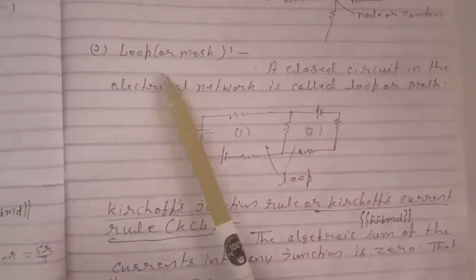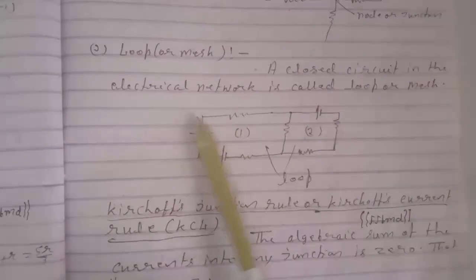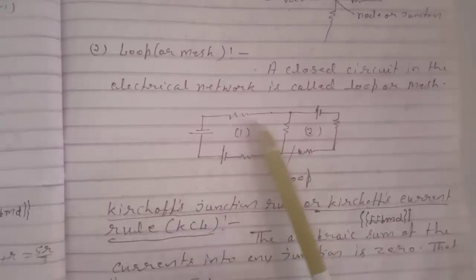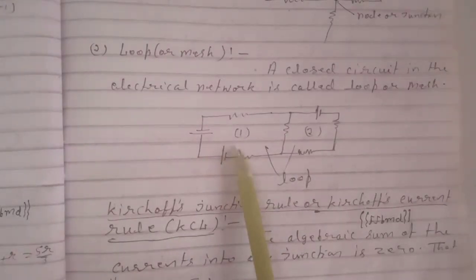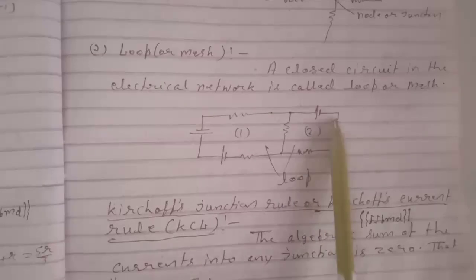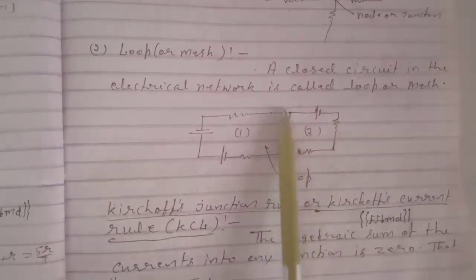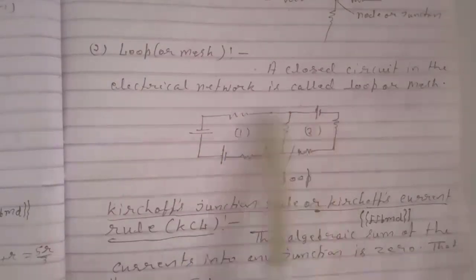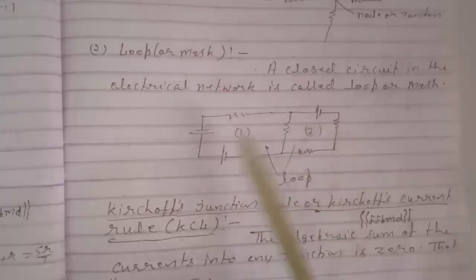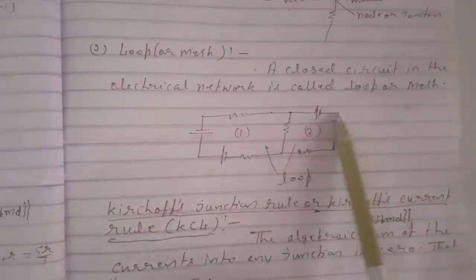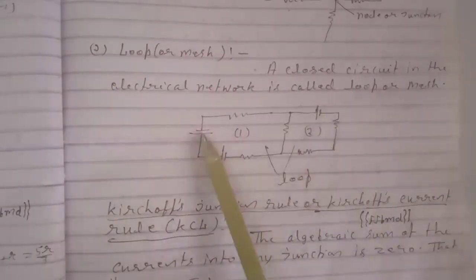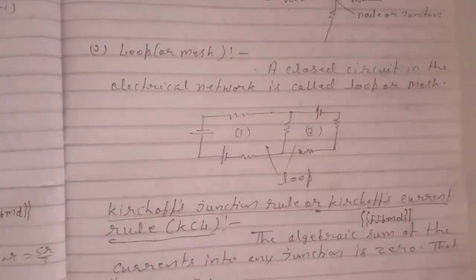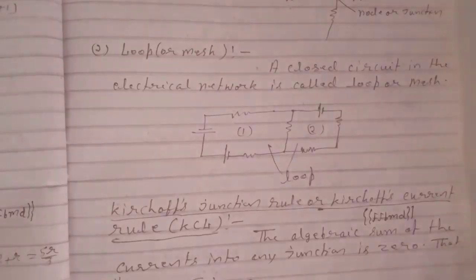Now loop or mesh. A closed circuit in an electrical network is called a loop or mesh. That is, it should be closed. In this figure, this is a loop. This circuit also represents a loop, this circuit also represents a loop, and this whole circuit also represents a loop. That is, in this diagram there are 3 loops. This is 1, this is 2, and this whole is also considered a loop. So a loop is a closed circuit, or it is also known as a mesh.